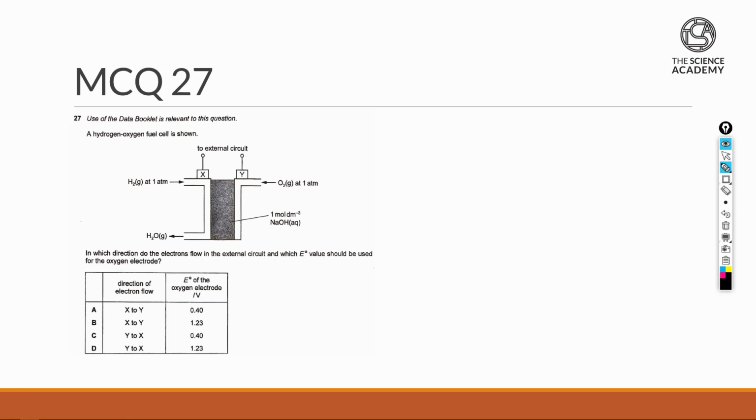MCQ 27 is an electrolysis question. So we need to be able to choose the correct water-based equation. So let's take a look over at the right side. First, we have hydrogen as well as water.